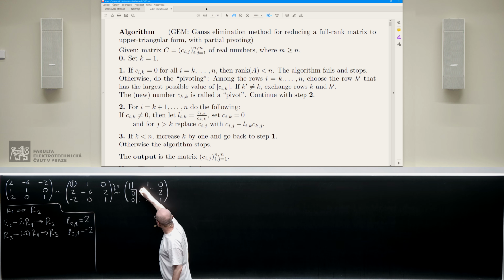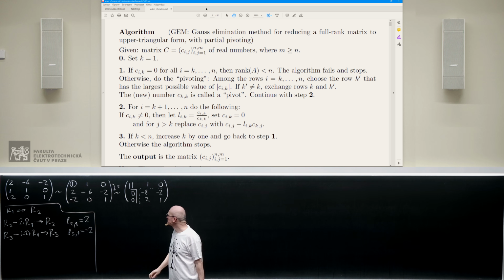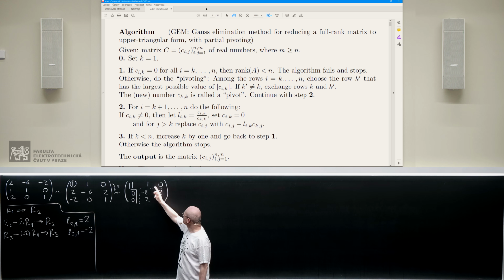And I move my focus to a submatrix, which is smaller by 1, the number of rows and the number of columns is smaller, and I try to do the same thing to this submatrix, which means I look at the first column of the submatrix, the second column of the original matrix, and I try to achieve the shape that I have a number here and 0 underneath, or more zeros if the matrix is really huge. So how do I do it?